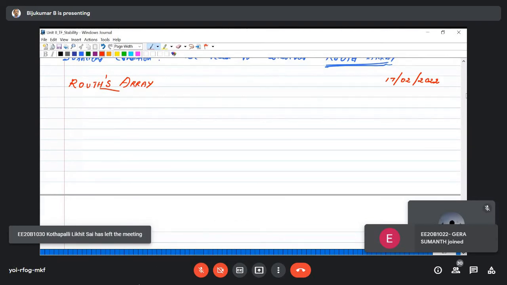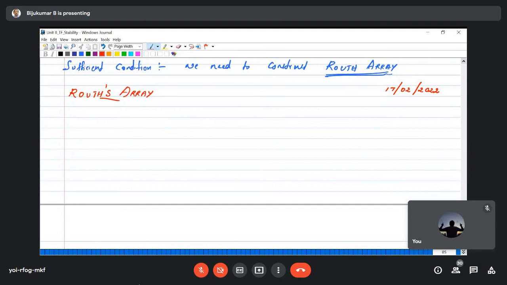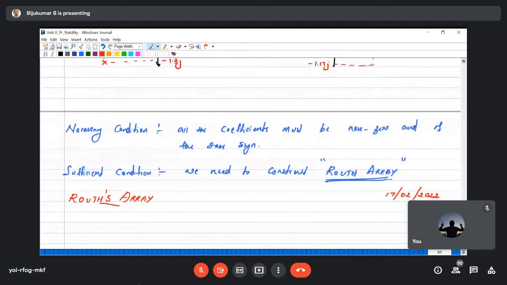But this is true for a first order system and a second order polynomial. These are the necessary as well as sufficient condition to check the stability of the system, right? But we have seen two examples for a third order system, that is D1 of s and D2 of s, and it is observed that the Hurwitz condition, meaning all the coefficients must be non-zero and all the coefficient signs should be the same, is only a necessary condition, right?